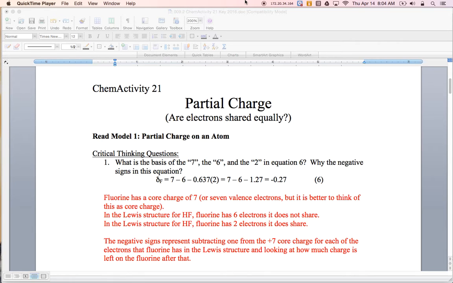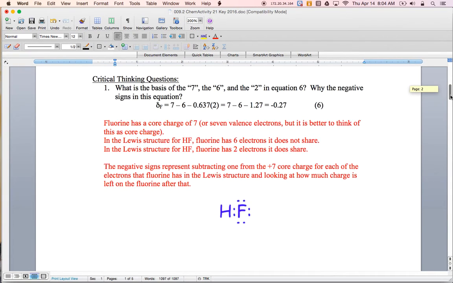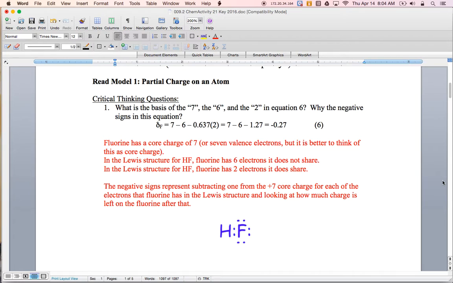Critical thinking question 1 wants us to figure out the meaning of the 7, the 6, the 2 in equation 6, and why use the negative signs. In order to better understand this, it's useful to have a Lewis structure for hydrogen fluoride. Notice in the Lewis structure that fluorine has 6 unshared electrons and 2 shared electrons, and that hydrogen only has the 2 shared electrons. Partial charge is essentially the leftover charge after the electrons on the atom have canceled the core charge.